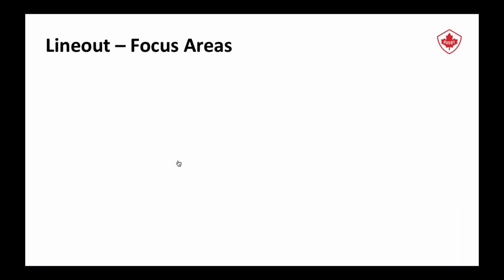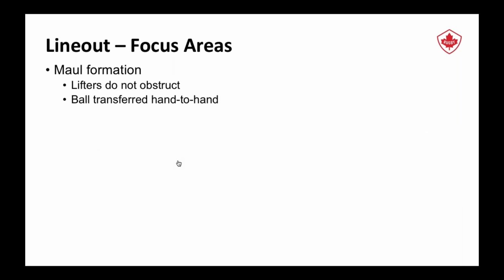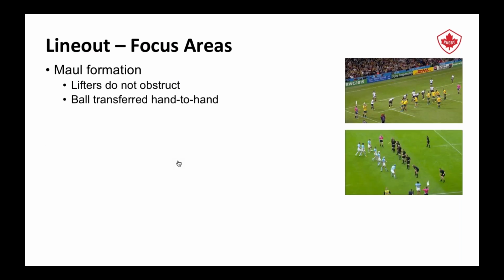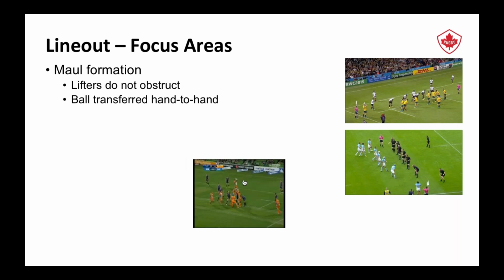Excellent. All right, a couple of focus areas that we want to make sure we are on top of when it comes to refereeing the lineout. So the first is the maul formation for the attacking team. So making sure that lifters don't obstruct and our ball transfer is hand to hand. So we'll take a look at a few examples. We have 3 of them.